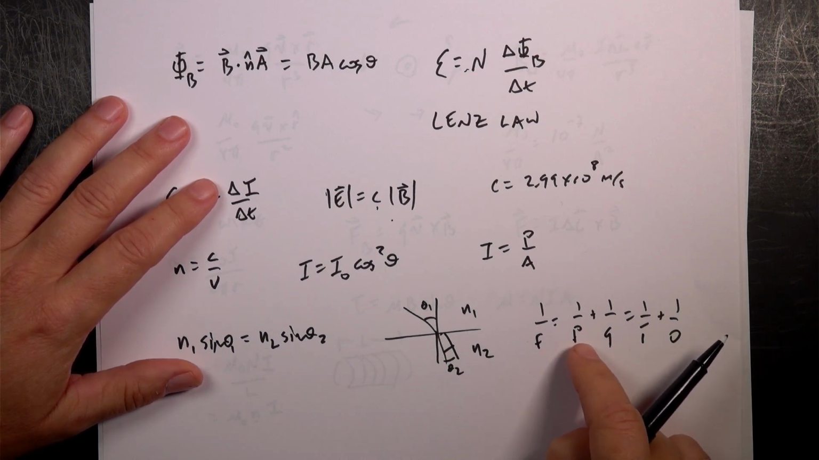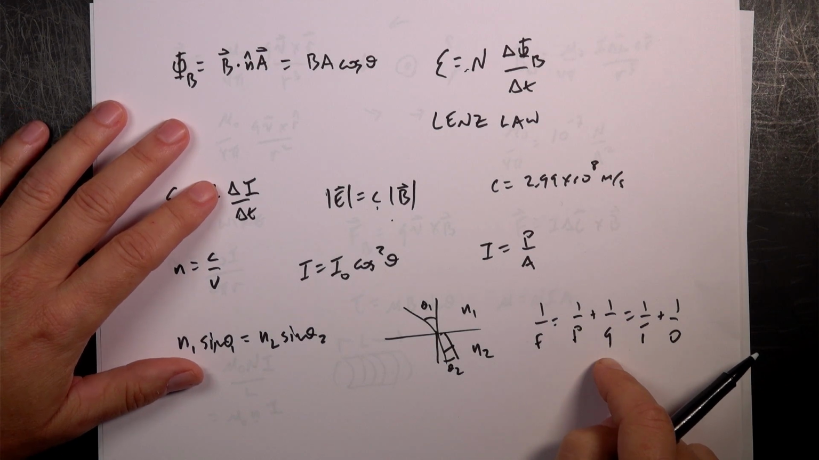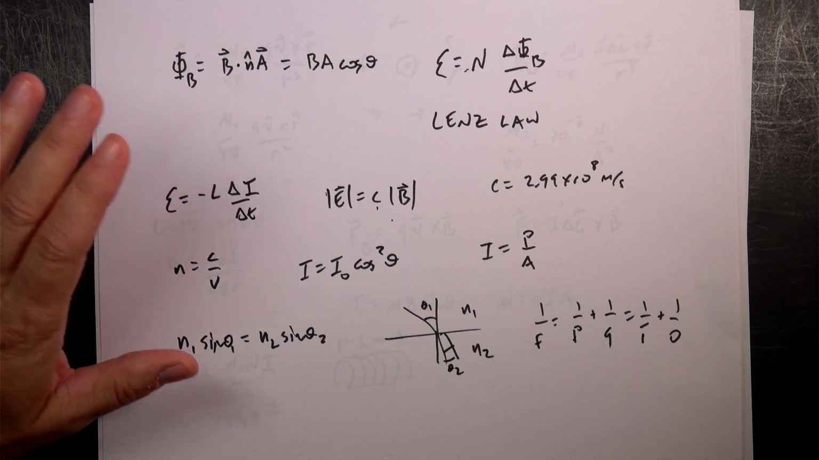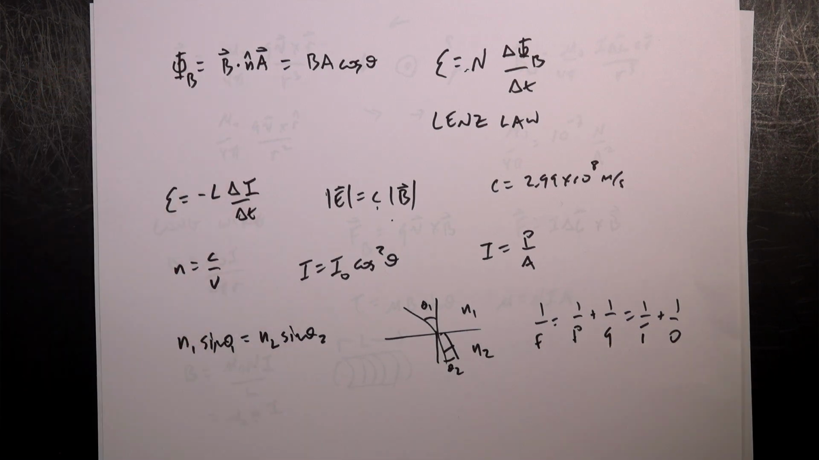The image distance is negative if the image is on the wrong side of where you would expect it to be. So if I have a lens and I form an image on the same side as the object, it'd be negative. But for a mirror, same side would be positive. I know that's confusing, but that's the way it works. Okay, so there's a lot of stuff there.